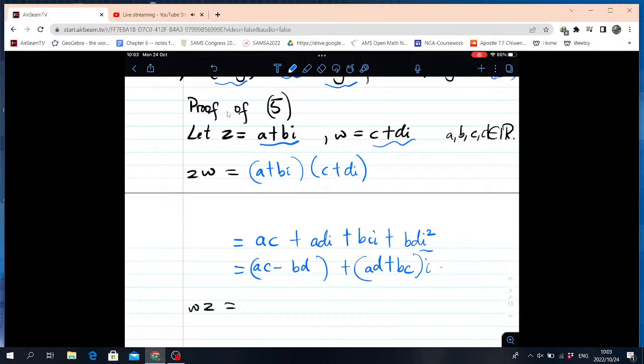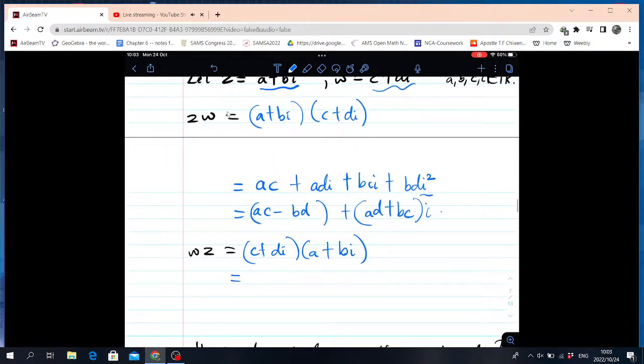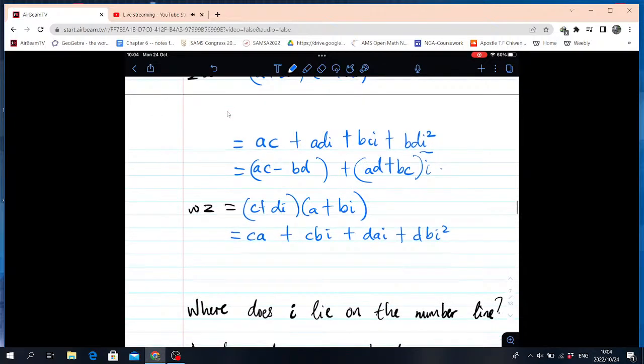Now we want to check the other multiplication. So you've got c plus di times a plus bi. And then you say this is ca plus cbi plus dai plus dbi squared. And this becomes ca, and if we simplify that, minus bd or db. You can just put bd here.